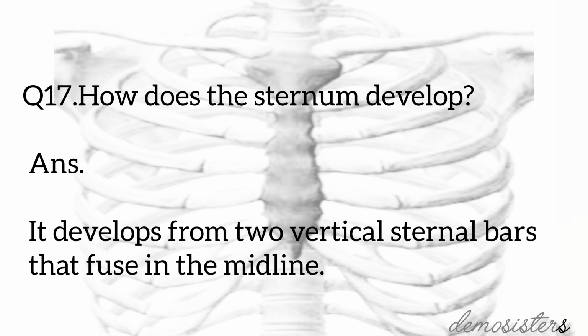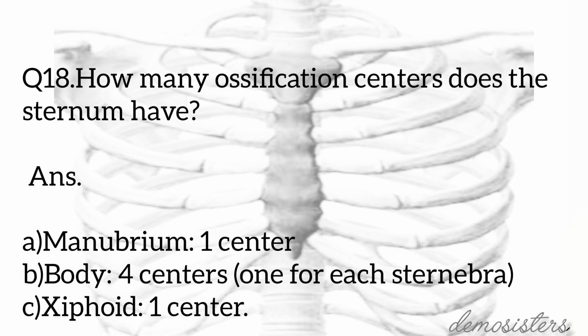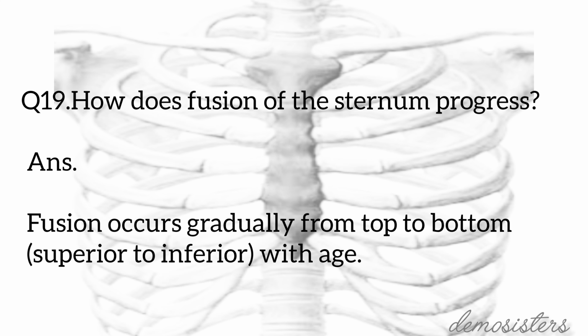How does the sternum develop? It develops from 2 vertical sternal bars that fuse in the midline. How many ossification centers does the sternum have? Manubrium 1 center. Body 4 centers, 1 for each sternebra. Xiphoid 1 center. How does fusion of the sternum progress? Fusion occurs gradually from top to bottom, superior to inferior, with age.